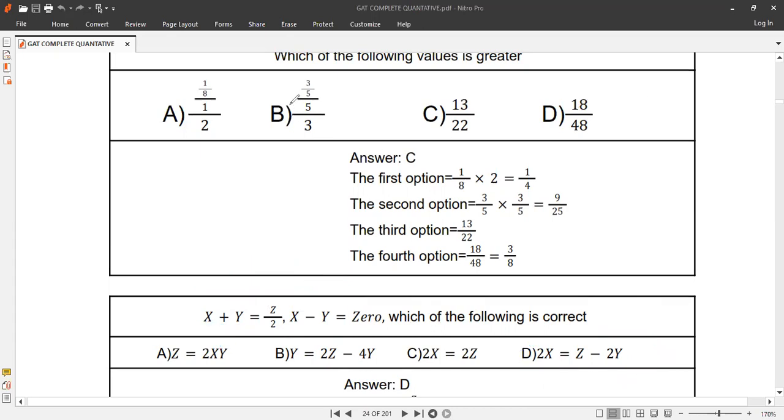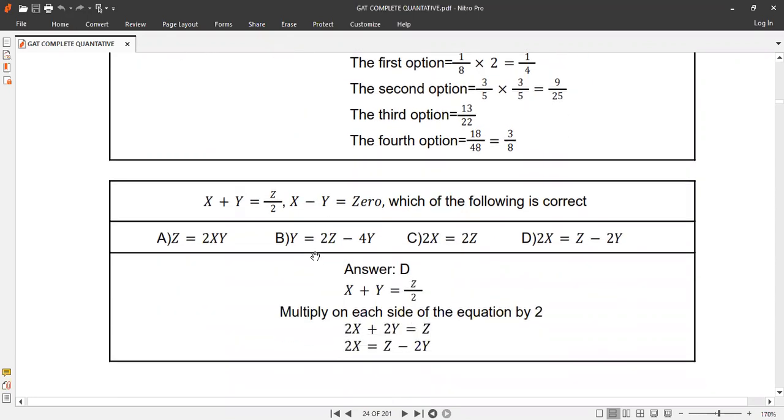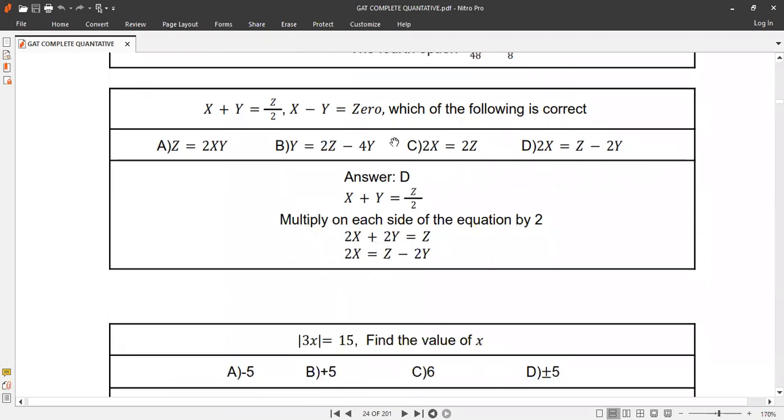So it depends on the choices, as you can see. But we don't use the second one. So this question is a bit confusing. In the other question, the absolute value of 3x equals 15. So in this case, if 3x equals 15 without absolute value, x equals 5. But because we have absolute value, x equals positive or negative 5.